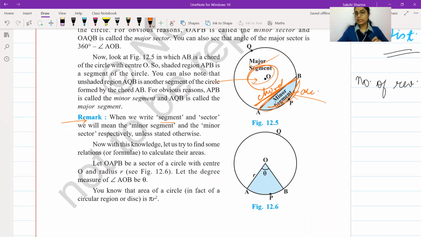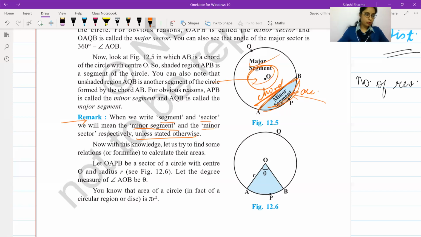Questions में अगर वो simply segment या sector बोल रहे हैं, they are referring to minor segment and minor sector respectively, unless stated otherwise. Means अगर आपको major sector या major segment के लिए work करना है तो वो indicated होगा. अगर word major वहाँ पे नहीं used, simply segment लिखा हुआ है या simply sector लिखा हुआ है, आप minor segment और minor sector consider करके अपना question कर दोगे. All right.